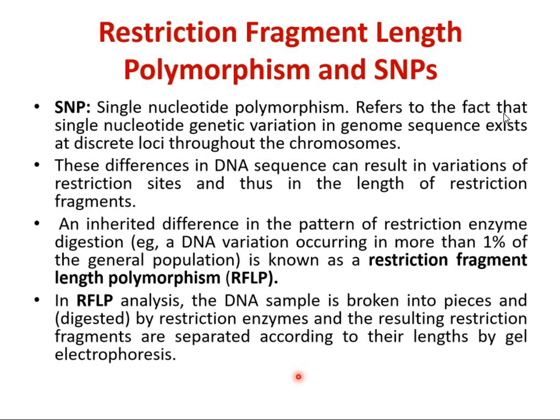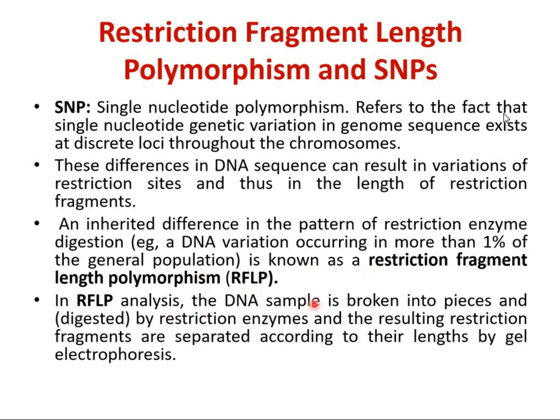And as you know, restriction enzymes recognize sequences and they cut if a particular sequence is present, and they will not cut if that particular sequence is not present. So even a single base change is recognized by these restriction endonucleases. That is the property utilized for restriction fragment length polymorphism. An inherited difference in the pattern of restriction enzyme digestion, a DNA variation occurring in more than 1% of the population, is known as restriction fragment length polymorphism.